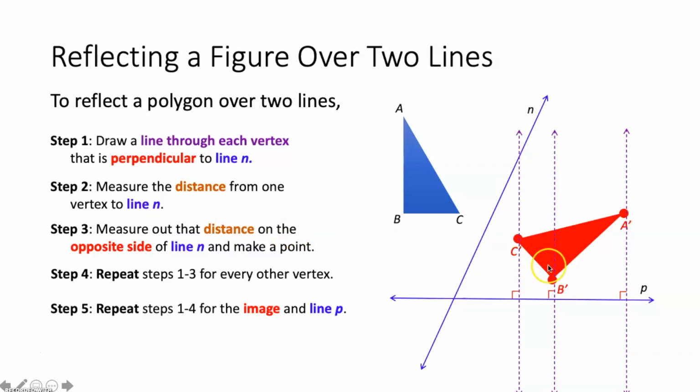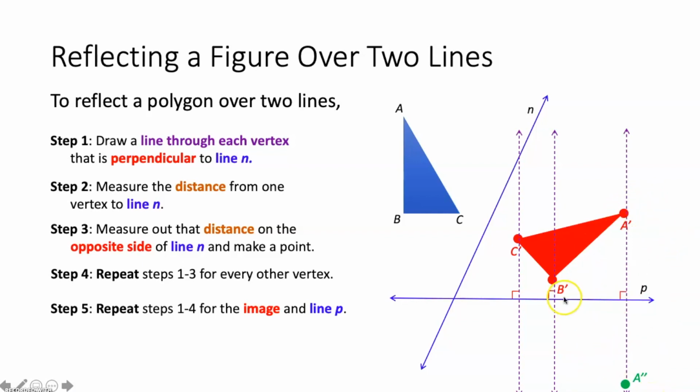Next, I'm going to measure the distance from each vertex to the line of reflection. So if I take a ruler and measure the distance from A prime to line P, and I get 1.3 inches, then I'm going to take my ruler and measure out 1.3 inches on the opposite side of line P on that same perpendicular line, and I'm going to put A double prime. That is the reflected image of A prime over line P.